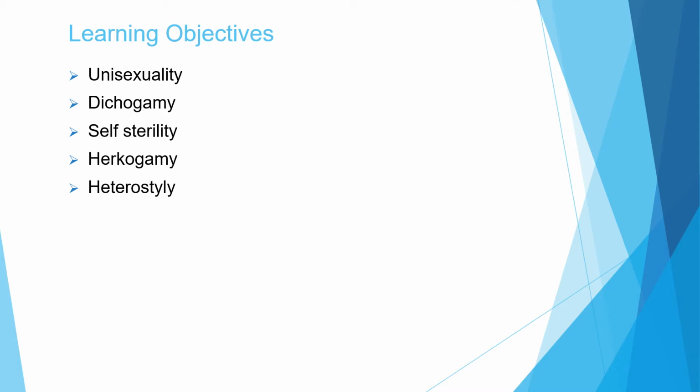First, we are going to learn about these few terms. The first one is unisexuality. The second one is dichogamy. The third one is self-fertility. The fourth one is hercogamy. And the fifth one is heterostyly. From these names, we can hardly get any idea, but let us move on to the first topic, that is unisexuality.